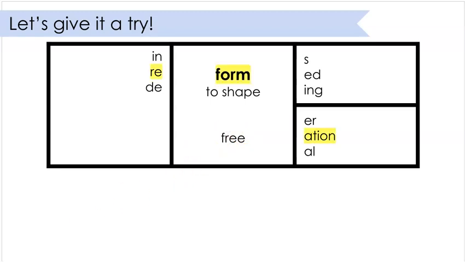So if I look at these, I might pick re, form, and ation. And if I put those together, I get a new word. Reformation, or actually pronounced correctly, reformation.